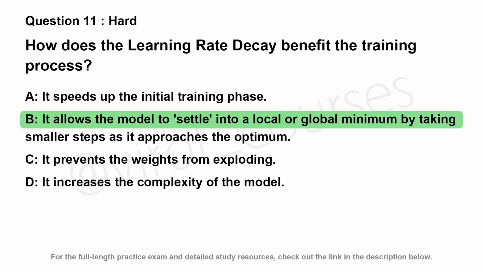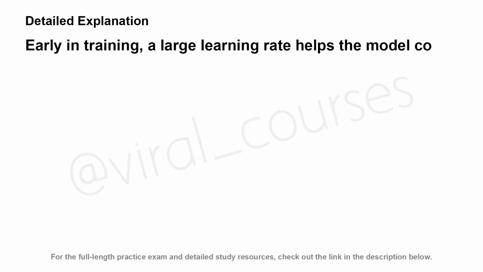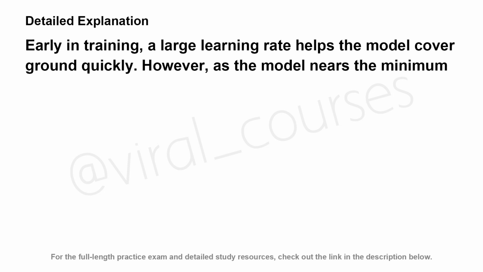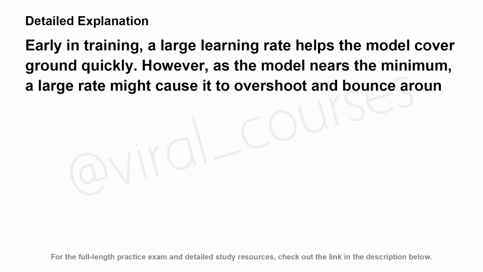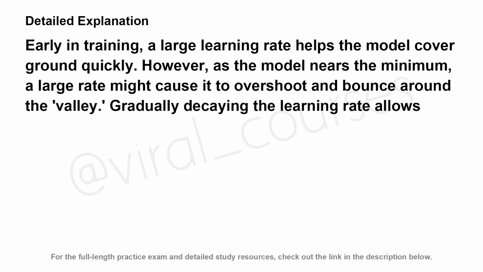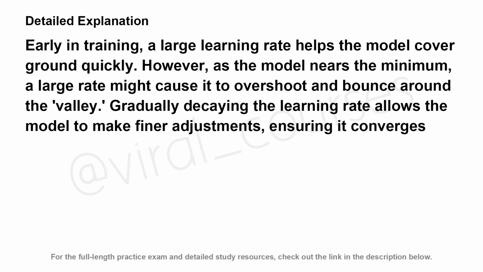The correct answer is B. Early in training, a large learning rate helps the model cover ground quickly. However, as the model nears the minimum, a large rate might cause it to overshoot and bounce around the valley. Gradually decaying the learning rate allows the model to make finer adjustments, ensuring it converges precisely at the minimum.